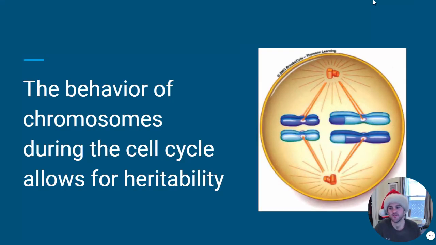So it's important to think back to our previous discussion on the cell cycle and especially meiosis. The behavior of chromosomes during meiosis that makes those gametes is what allows for heritability. Events like crossing over and independent assortment in that first stage and that first division of meiosis allow for the patterns we're going to see in inheritance.